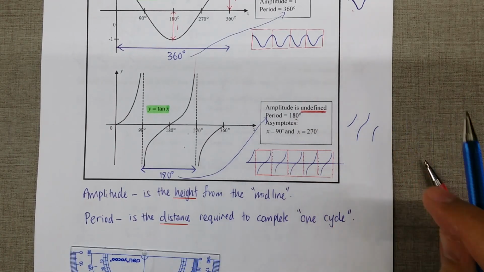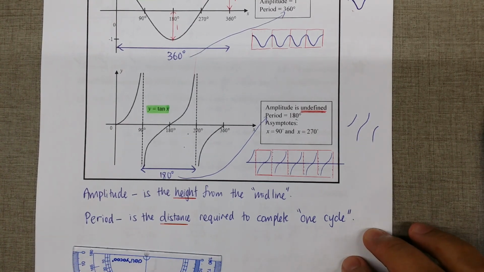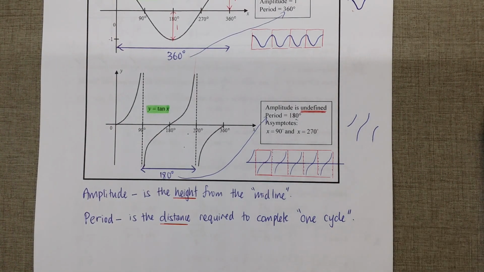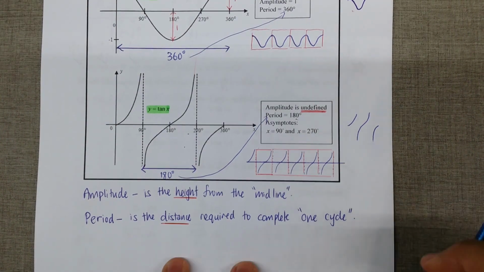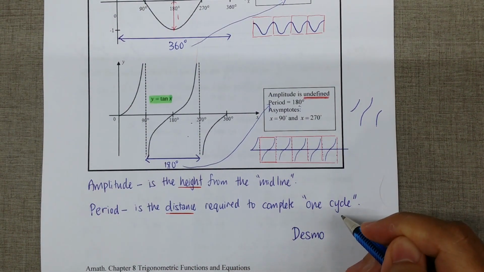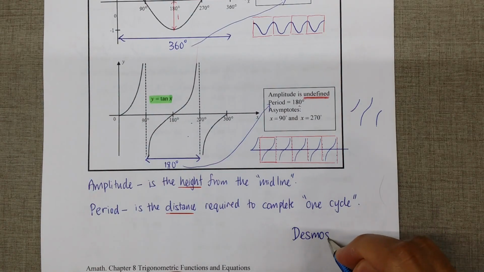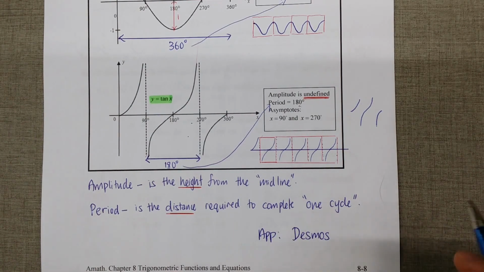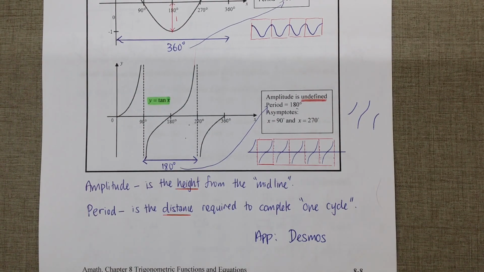Okay? If you are still not sure, please rewatch the video, because amplitude and period are an important aspect to draw the trigo graph. Okay, another way for you to learn and understand is, remember we downloaded the app called Desmos. Can you recall we downloaded the app Desmos? Where you can use it to draw graphs. Okay, so I'll show you one example here.